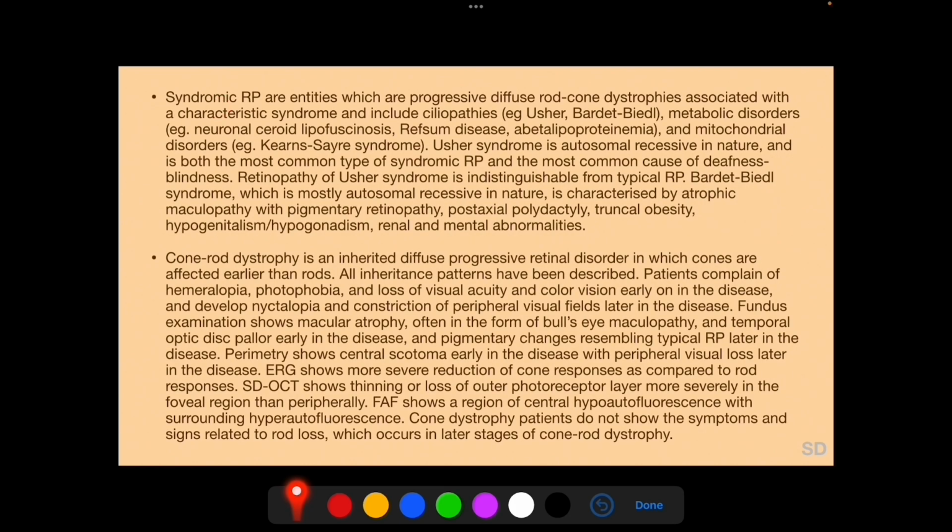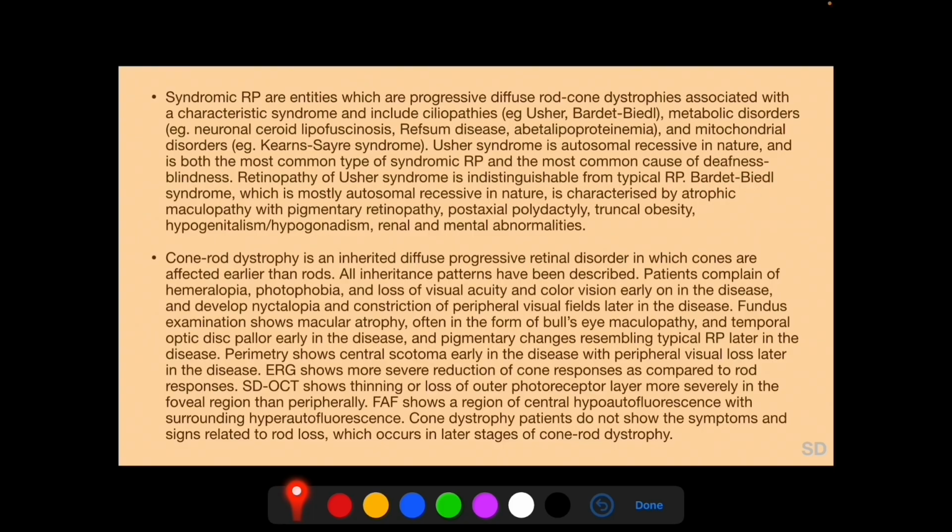Syndromic RP are entities which are progressive diffuse rod cone dystrophies associated with a characteristic syndrome and include ciliopathies such as Usher and Bardet-Biedl syndrome, metabolic disorders such as neuronal ceroid lipofuscinosis, Refsum disease and abetalipoproteinemia, and mitochondrial disorders such as Kearns-Sayre syndrome. Usher syndrome is autosomal recessive in nature and is both the most common type of syndromic RP and the most common cause of combined deafness and blindness. Retinopathy of Usher syndrome is indistinguishable from typical RP.